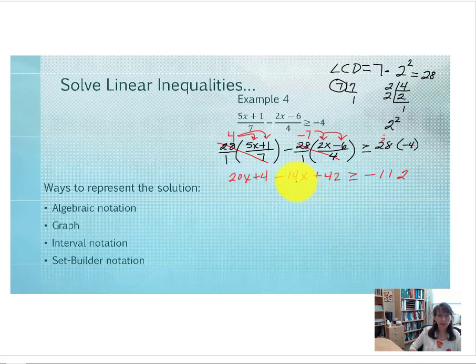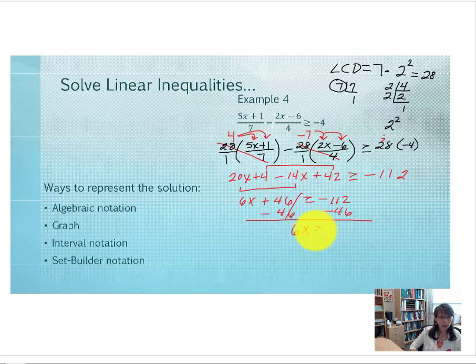If there are any like terms here on the left, we want to collect those before we start moving anything across that inequality symbol. So it looks like I've got a couple of like terms with x, and I have some constant terms that are like terms. 20 take away 14 would give us 6x, and then that gives me 4 added to 42, so that would be positive 46, greater or equal to negative 112. 6x is the only variable term, so I'm leaving that alone and subtracting 46 from each side. So we eliminate it from one side and collect it on the other.